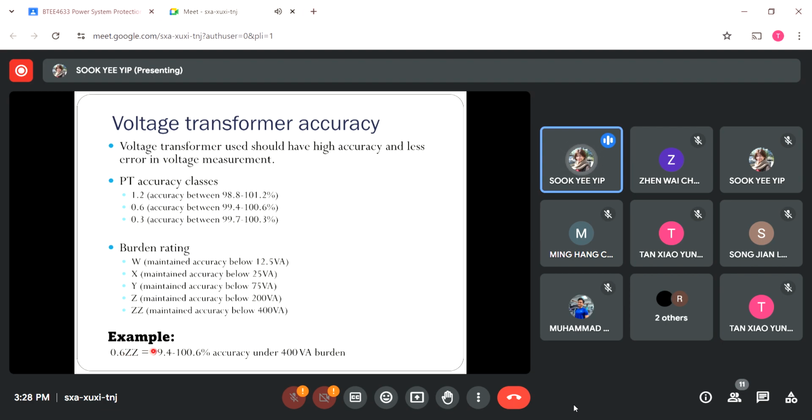Alright, so from this IEC standard code, we can understand 0.6, which is the second range here, where we are able to tell that if I can keep the burden lower than 400 volt-ampere, I can get the voltage measurements within this range in terms of accuracy, which is 99.4 up to 100.6%. So that's how we can read these codes if you want to buy a voltage transformer. Okay, so now this is everything about the voltage transformer.